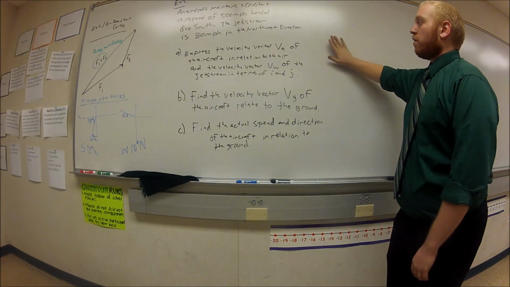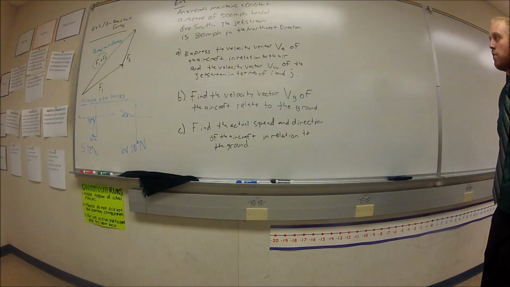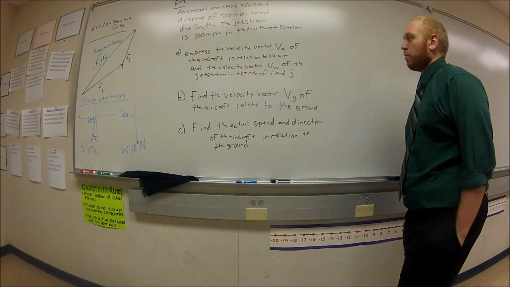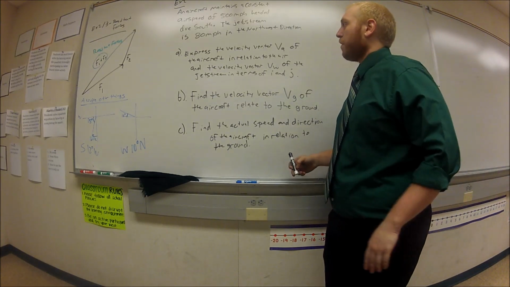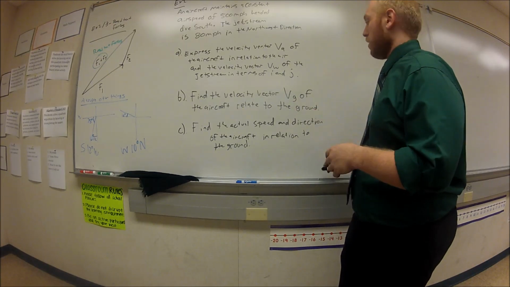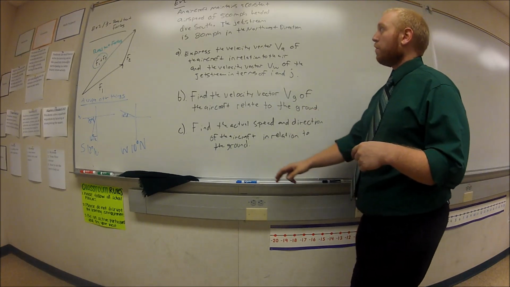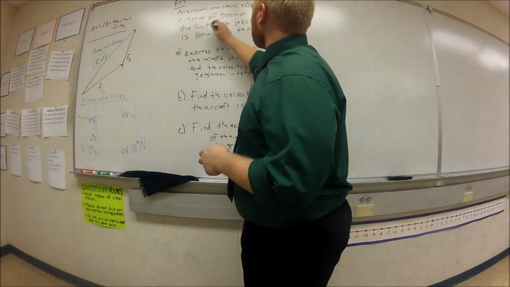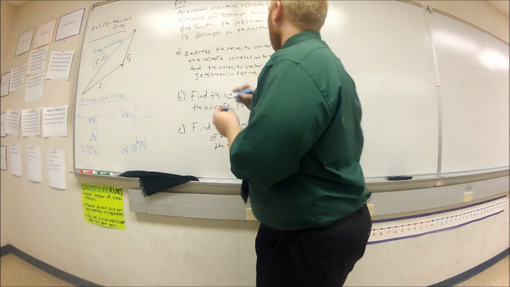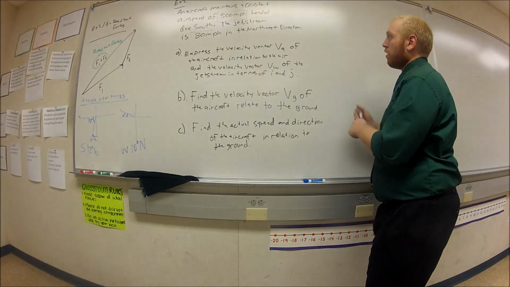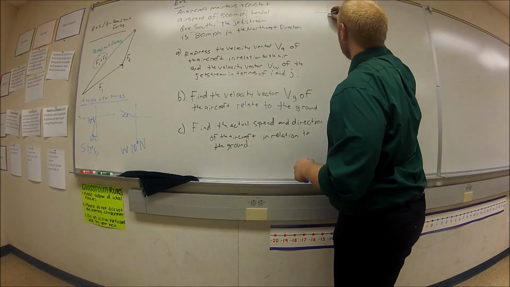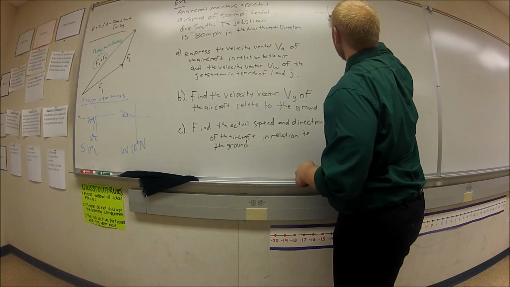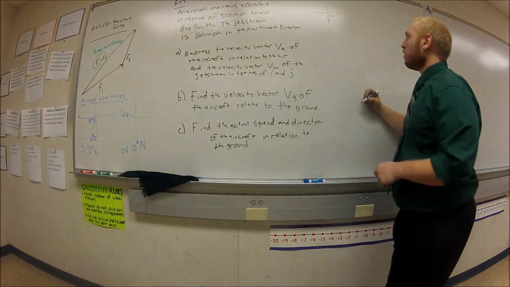Let's start with part A. Express the velocity VA of the aircraft in relation to the air. Well, think about it. What is the aircraft doing? Look in the problem. The aircraft is headed due south at 500 miles per hour. So here's what I do real quick. Draw this tiny picture.